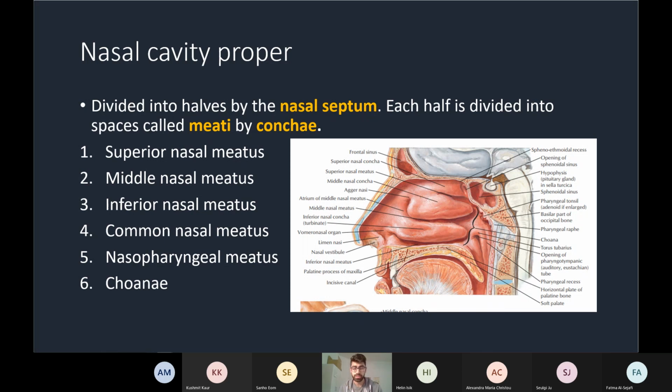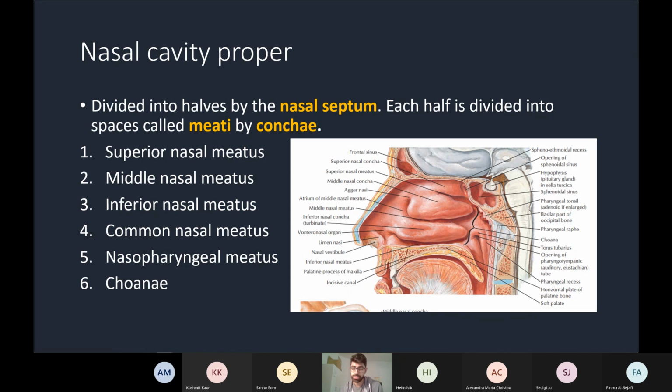Then we have the inferior nasal meatus. As you can see, it is a very small space located inferiorly to the inferior nasal concha. Here we can find lacrimal secretion being drained via what's called the nasolacrimal duct. Then we have the common nasal meatus. We can't see it here, but it's this entire space here. It's difficult to visualize, but if you see your scheme, you'll see the common nasal meatus.